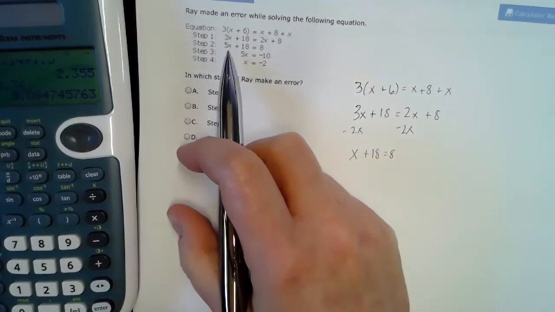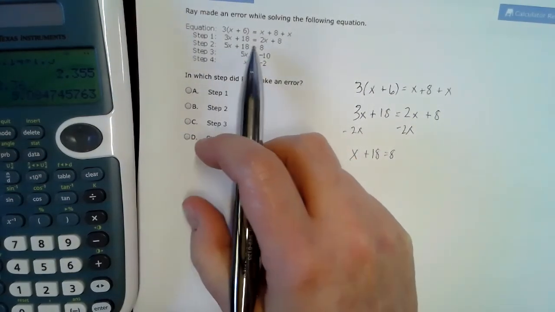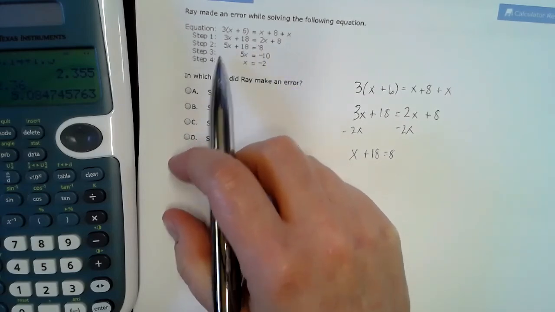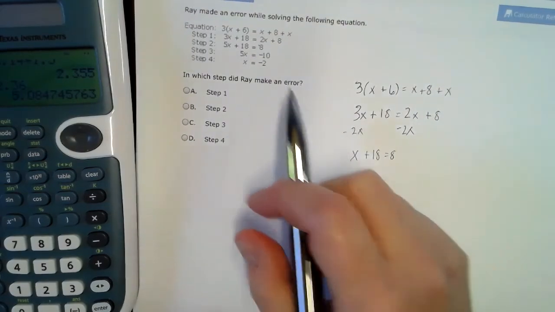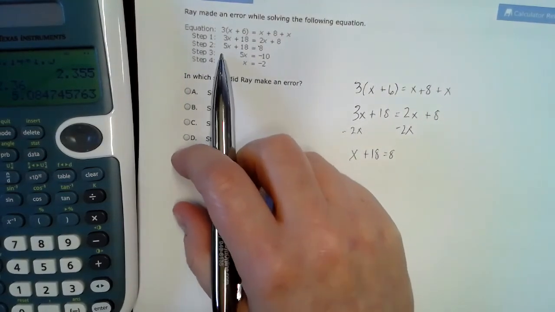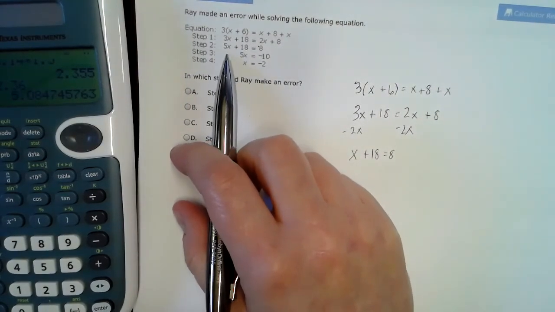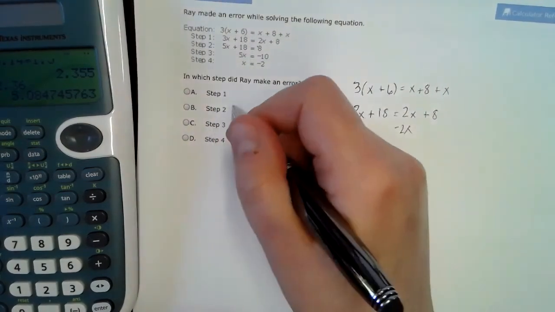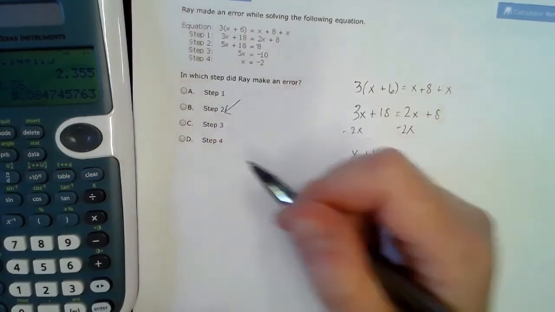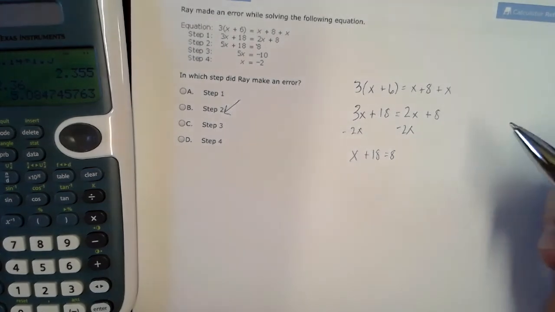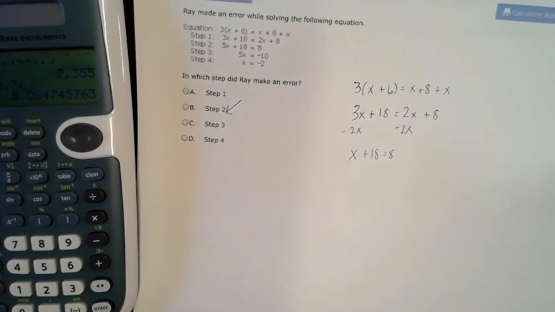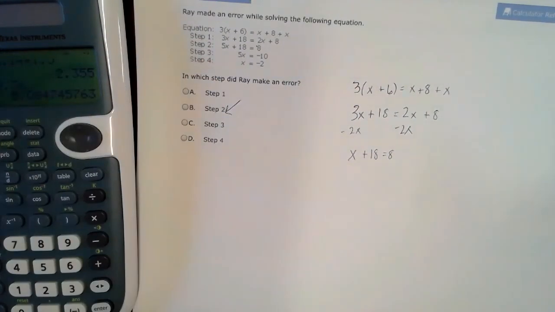There's his error. He didn't break down, he didn't move the 2x over with the 3. Or if he did, he added them together rather than subtracting 2 from 3. So step 2 is where he made his error, because that should be x. It should look like that. So step 2 is where he made his error. And you can keep going if you want to figure it out, but you don't need to, because that's your answer right there.